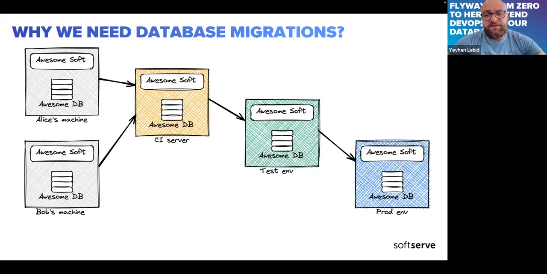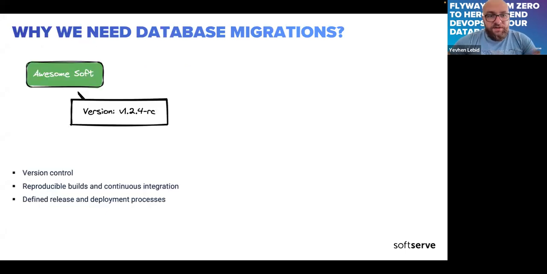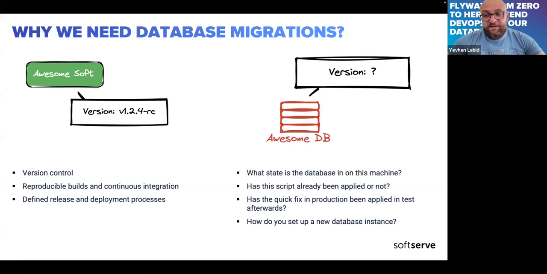To be honest, we have been pretty good at solving these challenges on the version control side, in this case, Awesome Soft. Because for version control, we use some system to track changes in our code base. We have configured continuous integration and can easily reproduce our builds. And we have, or at least we should have, a well-defined release creation and deployment process. But what about databases? To be honest, we are not so well there, because many projects in real life still rely on manually applied SQL scripts or maybe queries performed on a database in real time.